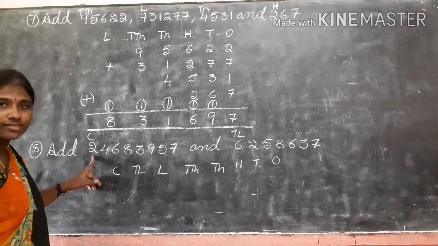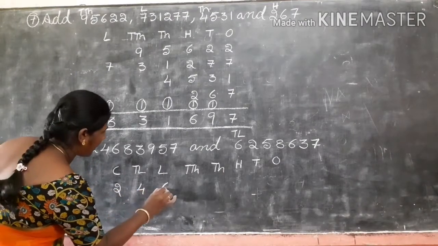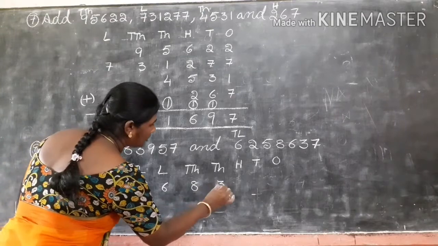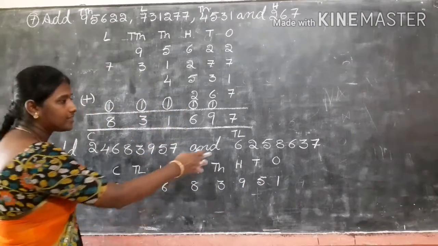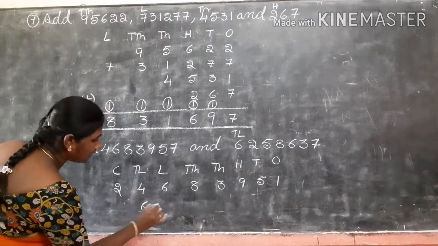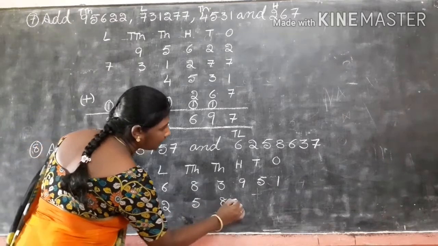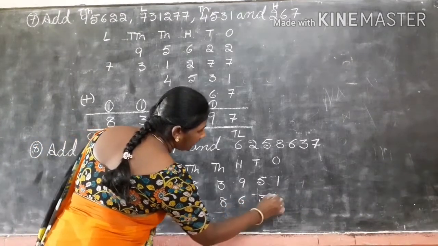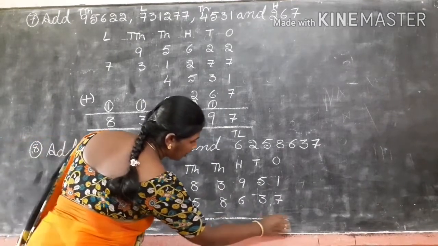So we have to start this number from crores: 2 crore 46 lakh 83,951. The next number starts from 10 lakhs first. So we have to start from here: 62 lakh 58,637. Now what do we have to do? Addition.